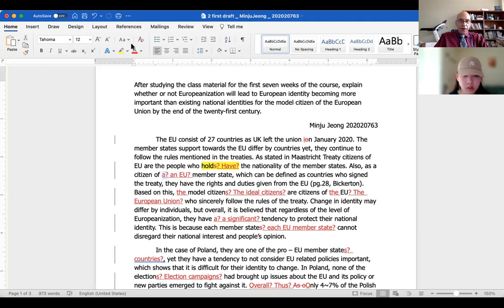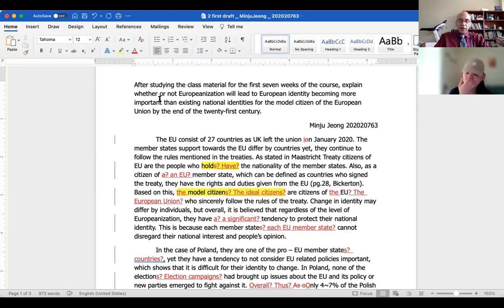indefinite. What do you call it? An indefinite particle before that. So yeah, which can be defined as countries who sign the treaty, they have the rights and duties given from the EU. Okay, based on this, the model citizens or the ideal citizens. Either one. I'll let you think about it.